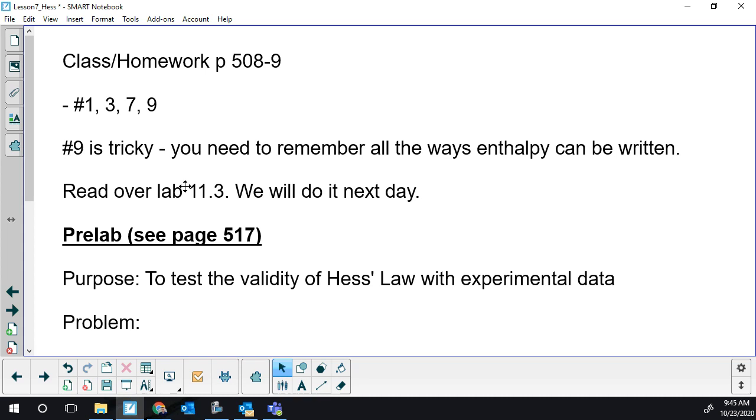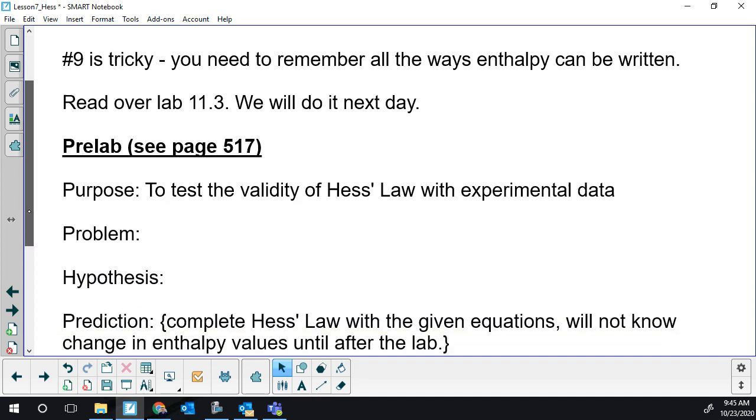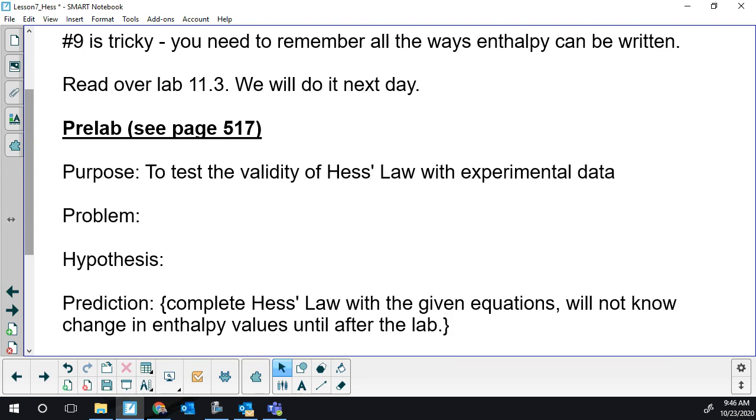We're going to do lab 11.3 in 45 minutes. So it's on page 517. I wrote out the purpose, but I'd like you to fill in the problem and hypothesis, which would be the correct answer. And I'll talk about this in a little bit, but I'd like you to do the Hess's Law, even though you don't know the numbers yet. In your book, you'll see there's 3 equations you need to manipulate and do Hess's Law with. The values for delta H aren't in the book because you're going to go figure them out in the lab.